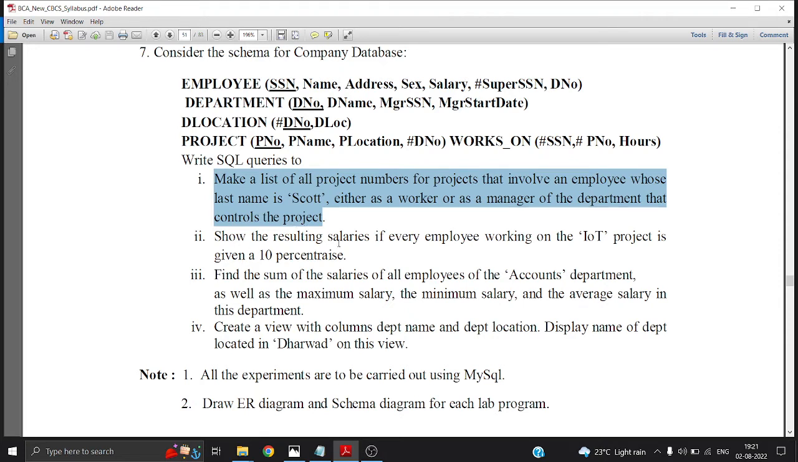And again, show the resulting salaries of every employee working on the IoT project. That means we need to give the name of a project as IoT, so that we're able to get the output for this particular query. Again, one more requirement is the accounts. As the requirement is the accounts, we are supposed to give the name of the department as accounts, and the last one, you can see, the department location should be Dharwad. We should make an entry in the table such that the department location is Dharwad. So by looking at the queries they had asked, we are supposed to enter the records into the table in the same way.